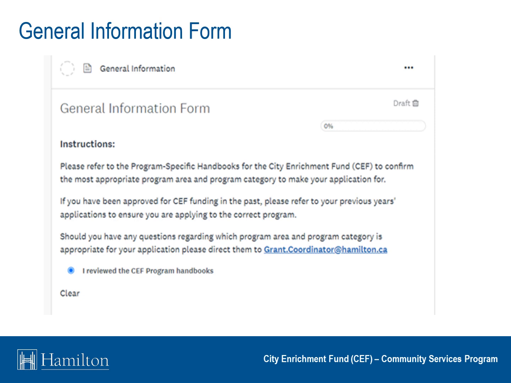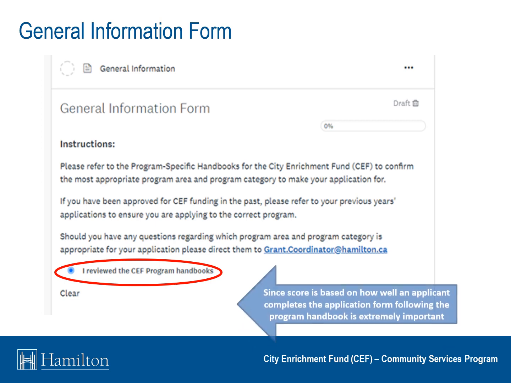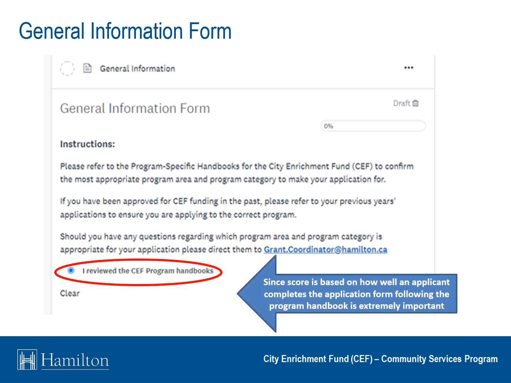The first section of the application form is called the General Information Form. On the very first page of the General Information Form, applicants are reminded that it is their responsibility to make sure that they have consulted the program-specific handbook for the area to which they are applying. And we ask that you acknowledge that you have reviewed that CEF program handbook. The reason is that score is dependent on how well an applicant completes the application form, and following the program handbook is extremely important.